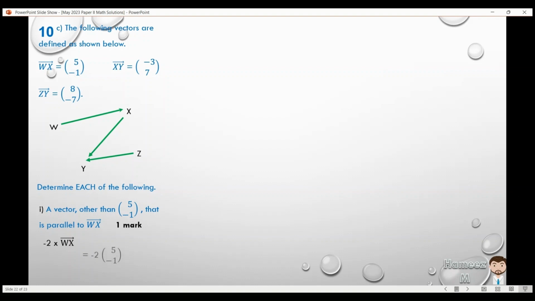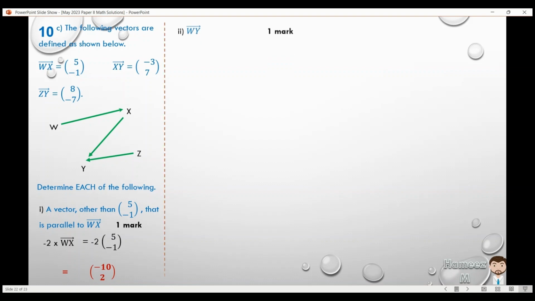So minus 2 times what is WX? The column vector 5, minus 1. If we multiply minus 2 by 5, it will give us minus 10, and minus 2 by minus 1 will give us plus 2. So that is one possible vector which is parallel to WX.